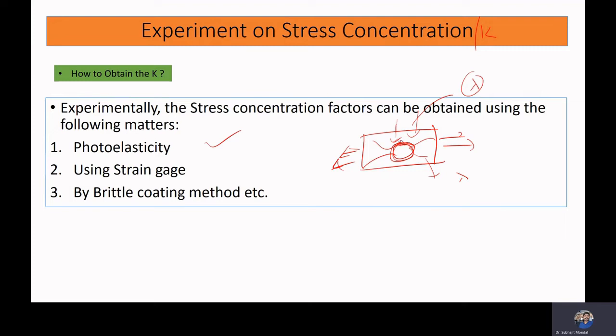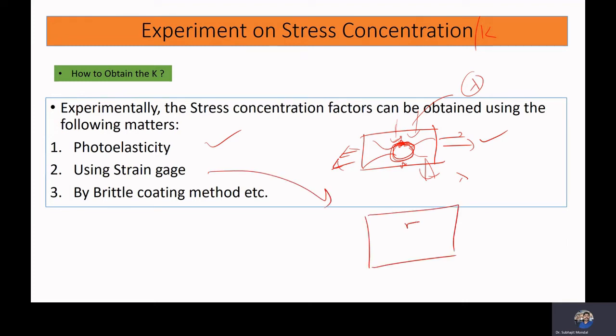Now, if you place some strain gauges here, you can measure the stress that is occurring here, and we can plot it. So one is using photoelasticity. But in that case, the material should be transparent so that light can pass through. And if you have a very solid material that is not transparent, in that case you have to rely on strain gauges.